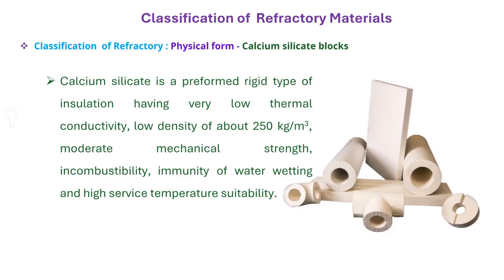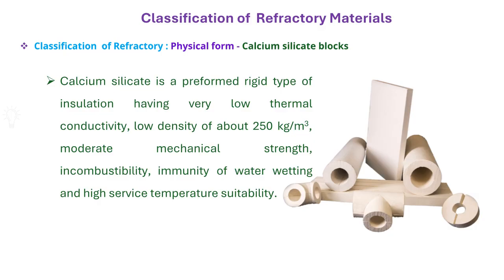Let's now look at backup insulation materials, focusing on calcium silicate blocks, one of the most widely used thermal insulation products in industry. Calcium silicate is a rigid, preformed insulation with very low thermal conductivity. In simple terms, it's an excellent insulator. It's also lightweight, with a density of around 250 kilograms per cubic meter. That makes it easy to handle and reduces the load on supporting structures. It offers moderate mechanical strength, so it can support loads and resist minor impacts.